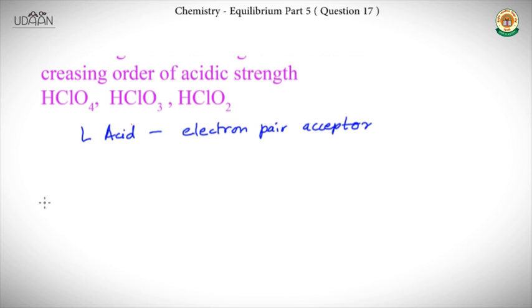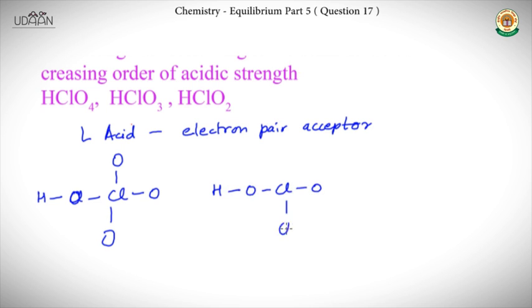So if we see these acids one by one, this is oxygen, Cl, O, O, O. This is the structure of HClO4. This is the structure for HClO3. Okay. Now we know that oxygen has very high electronegativity. It's an electron withdrawing group. So here there are 4 oxygens. So this chlorine here will be very electron deficient.